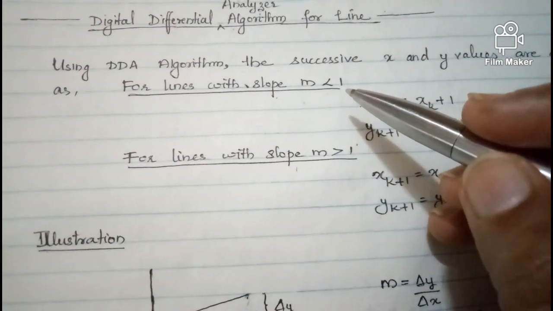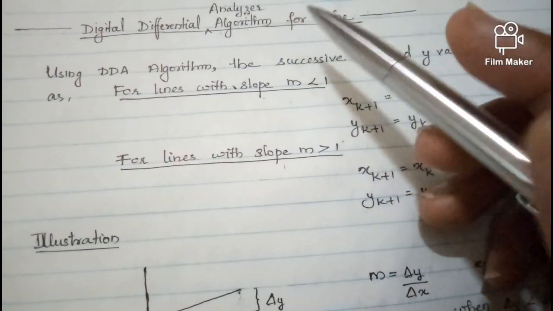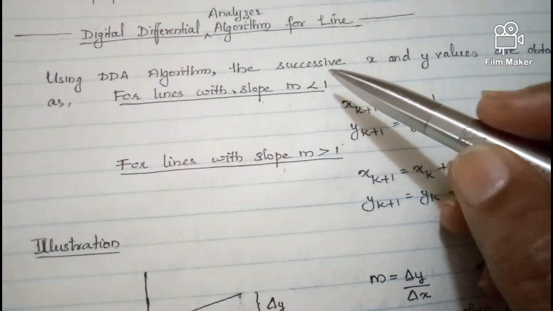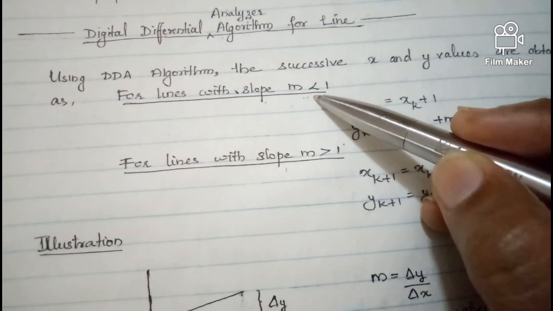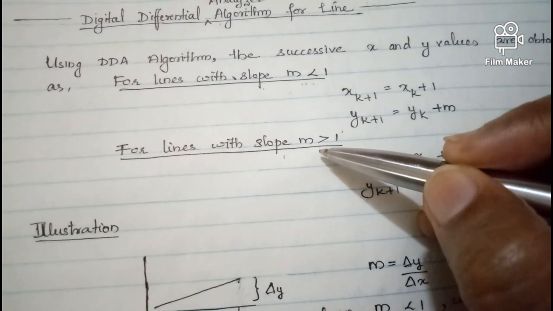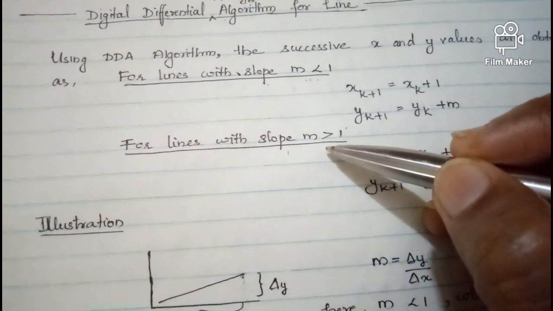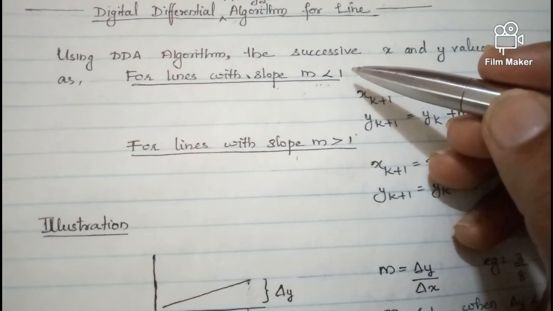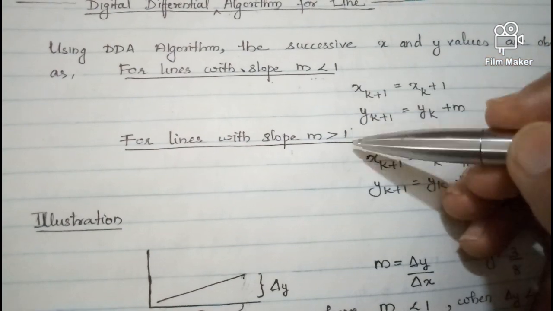Let us move on to the algorithm. DDA line drawing algorithm is capable of drawing lines with slope less than 1, and also this algorithm can draw lines with slope greater than 1. Let us understand what is the difference between these two cases.